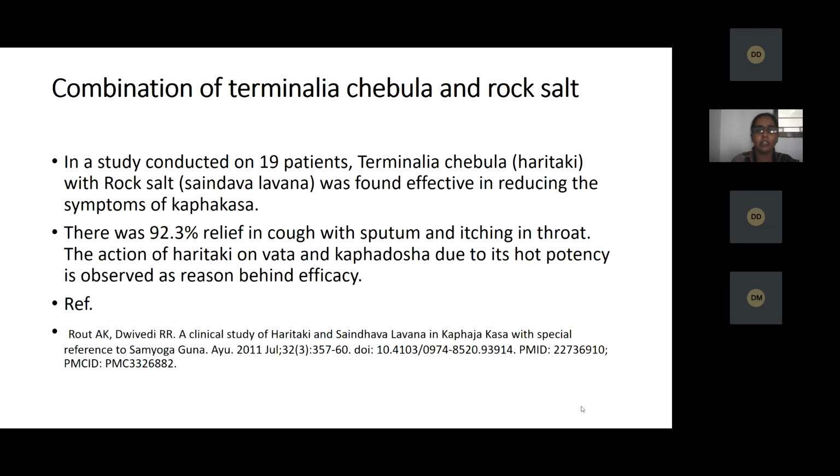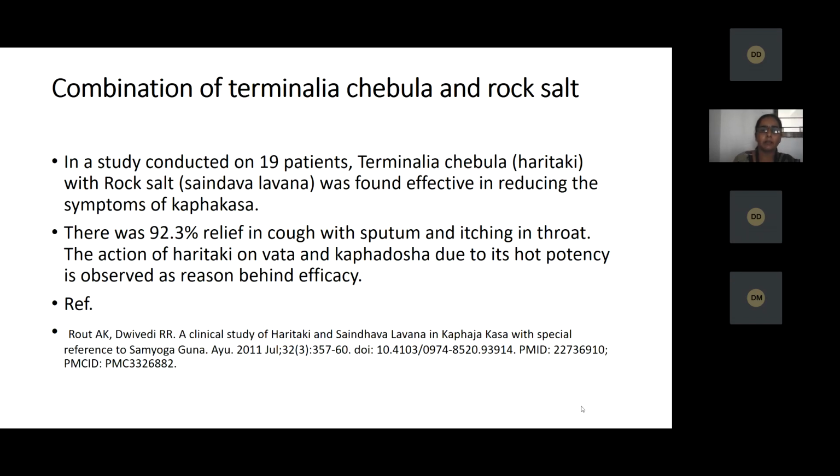This is what we already learned in the Ritu Haritaki. Ritu Haritaki can be used with different other medicines also. That is, Ritu Haritaki can be used with the Saindhava one. In a study conducted on 19 patients, Haritaki and Saindhava Lavana were found effective in reducing the symptoms of Kasa.